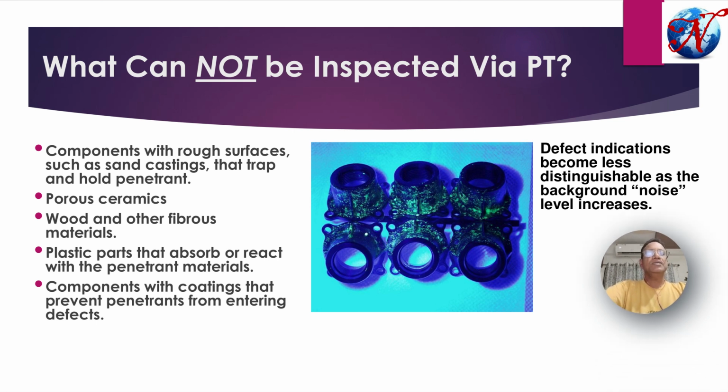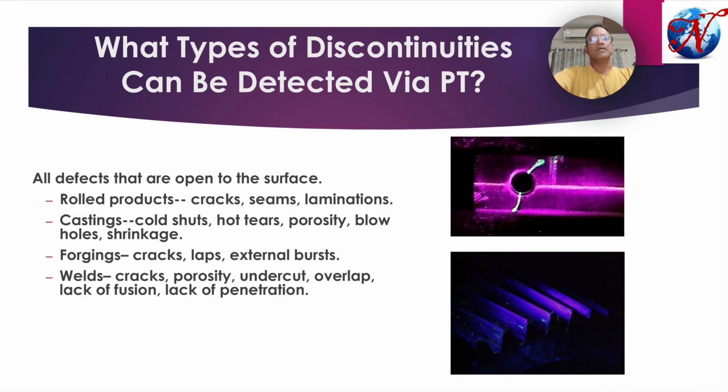In different industries, in different forms of product, we can identify defects by the application of penetrant test. In rolled product: cracks, seams and lamination. In case of casting: defects like cold shut, hot tear, porosity, blowhole and shrinkage. In case of forging: lap and forging burst. And in case of weld inspection: cracks, porosity, undercut, overlap, lack of fusion and lack of penetration during the root inspection particularly, we are able to inspect it.